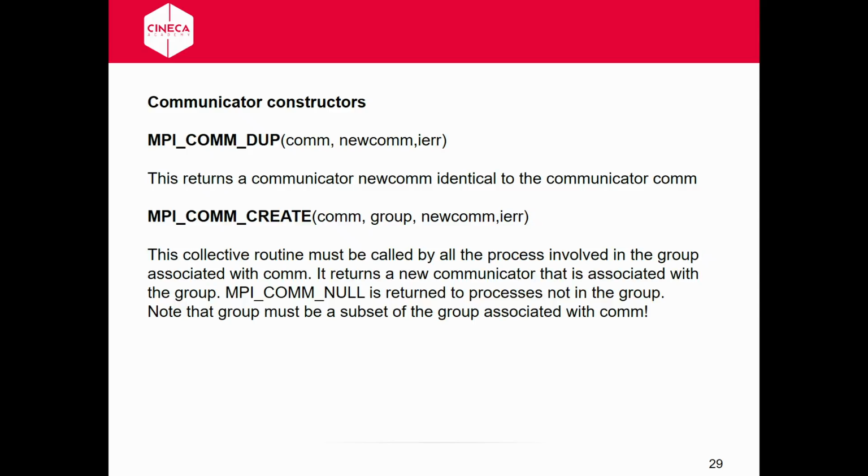We can also, for example, this is the most important instruction to create a communicator. The first one is MPI_Comm_dup. This command simply creates a new communicator different from the previous one, but that is identical for number of elements, position of the elements, and processes to the first communicator. The syntax is easy.